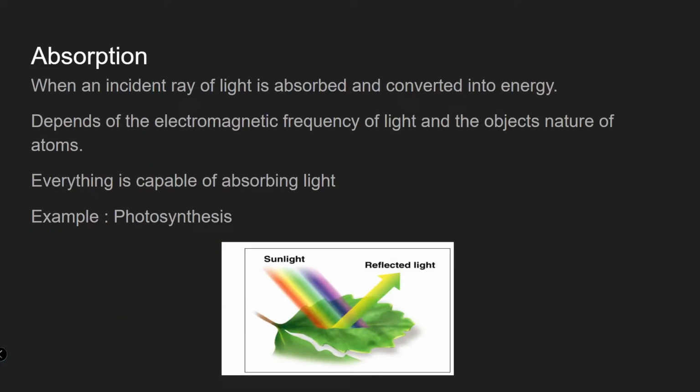Absorption. Absorption happens when an incident ray of light is absorbed and converted into energy. It depends on the electromagnetic frequency of light and the object's nature of atoms. One must know that everything is capable of absorbing light. For example, let's look at photosynthesis. When sunlight falls onto a plant, part of that sunlight is absorbed and converted into energy. The color of the plant depends on the wavelength that is not absorbed by the plant. Here it's green.